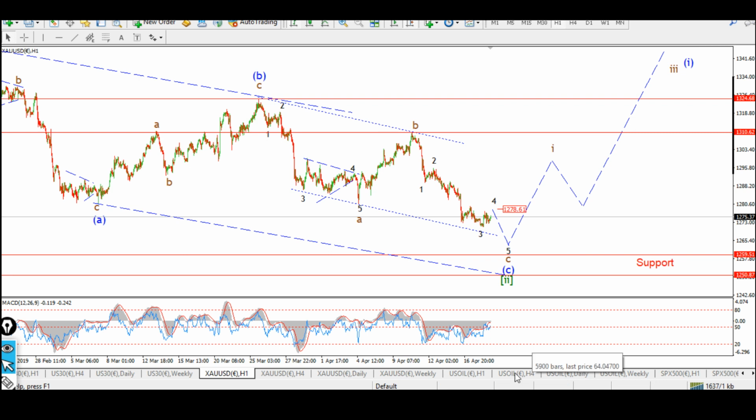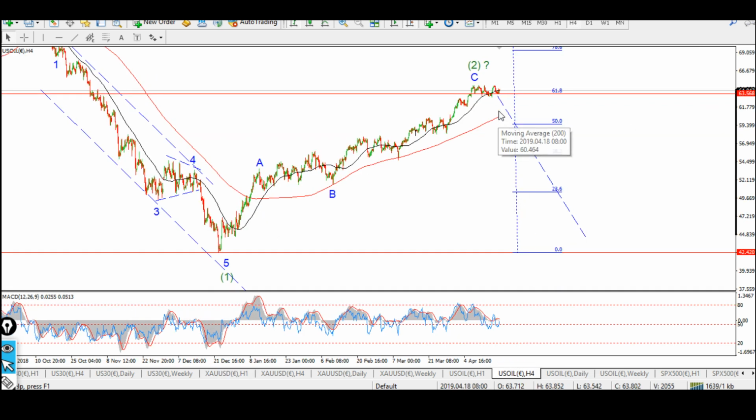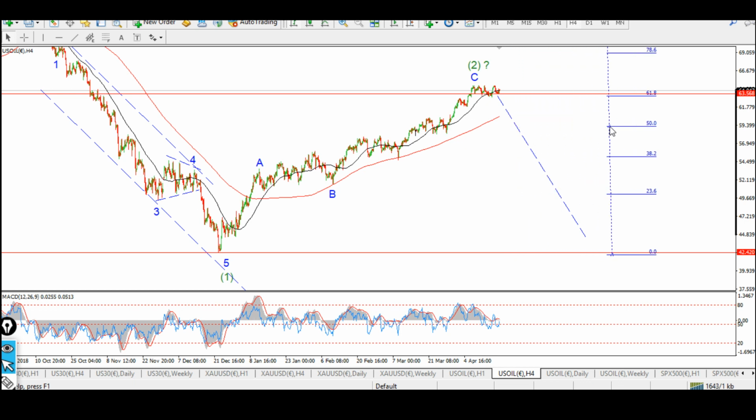Okay. Crude oil, we're kind of petering out here at that 62% retracement level of the wave 1 decline. So wave 2 is reaching its inevitable end, however you label that internal pattern there. We're kind of sputtering at the top here, it seems.